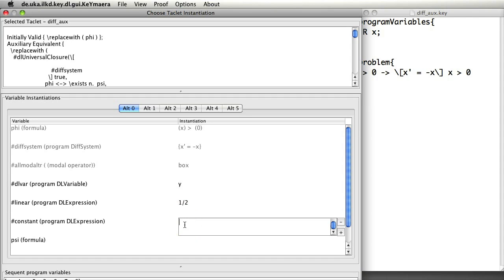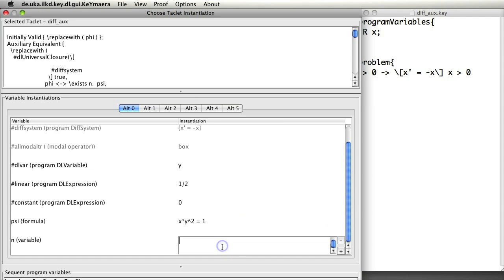So in this box we input our linear coefficient, which we recall as 1/2. And in the next box we can add a constant. In this case we had y prime equal 1/2 y, and we didn't add a constant, so we'll just make that 0. Next, we'll fill in the box with the formula that we want to be equivalent to what we're trying to prove, except in this box we'll leave off the exists y. In this case, it's x times y squared equals 1. We then scroll down to the final option. We want to use the basic definition of the differential auxiliary rule, so we can simply use the auxiliary variable y here, and then click Apply.